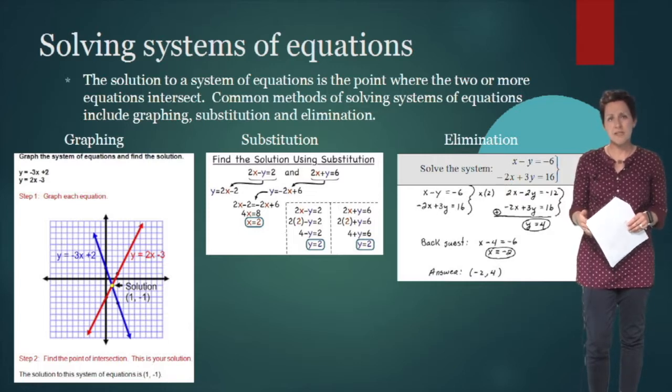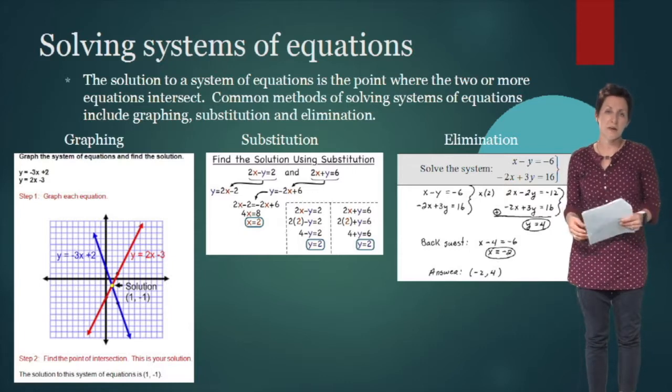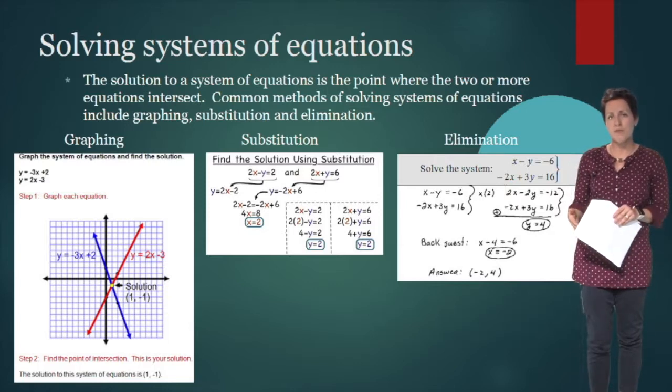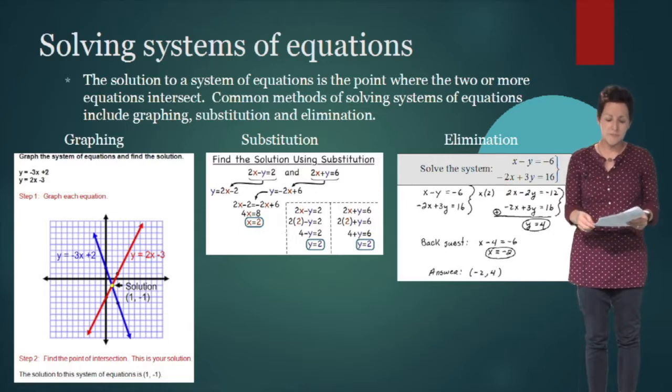So maybe graphing's the fastest way. If you've got a graphing calculator, you can always graph the 2 equations, find your intersection point, and that's what we're looking for. Now, substitution, that's one where you solve one equation for one variable and you plug it into the other equation. It can be a little time consuming though.